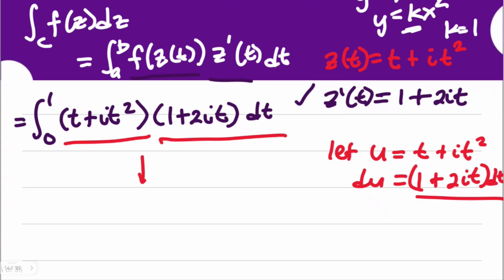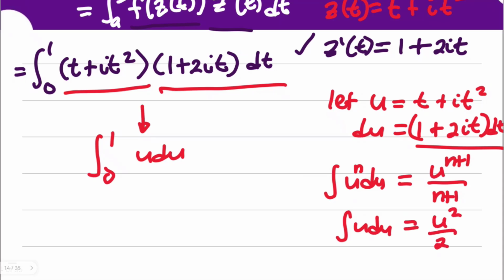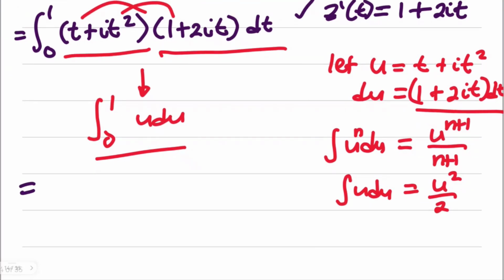In short, this integral is already identified as the integral of u du. And if we're going to have the integral of u du, where of course our exponent of u is 1, or generally if you have u to the n du, it's actually u to the n plus 1 over n plus 1. In this case, the integral of u du is actually u squared over 2. So aside from multiplying all the terms here by the FOIL method, what you can do is use this process and get the next form.